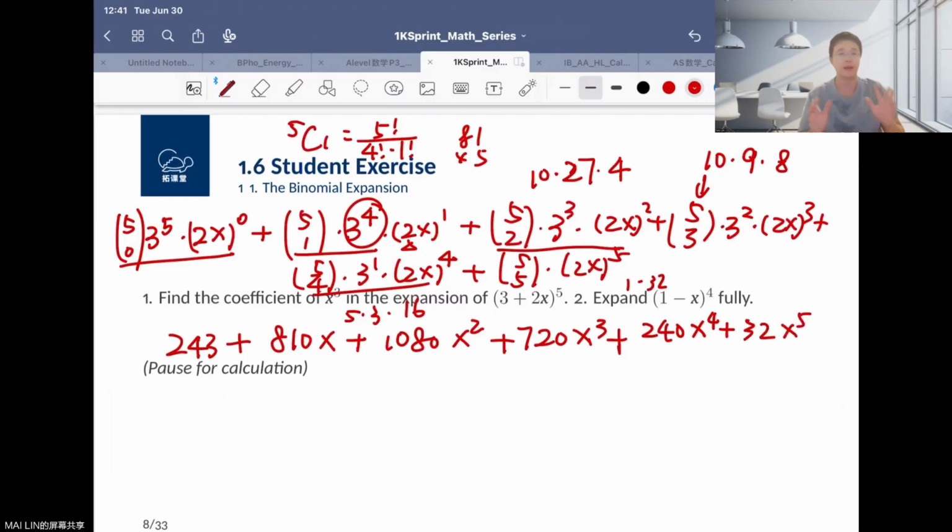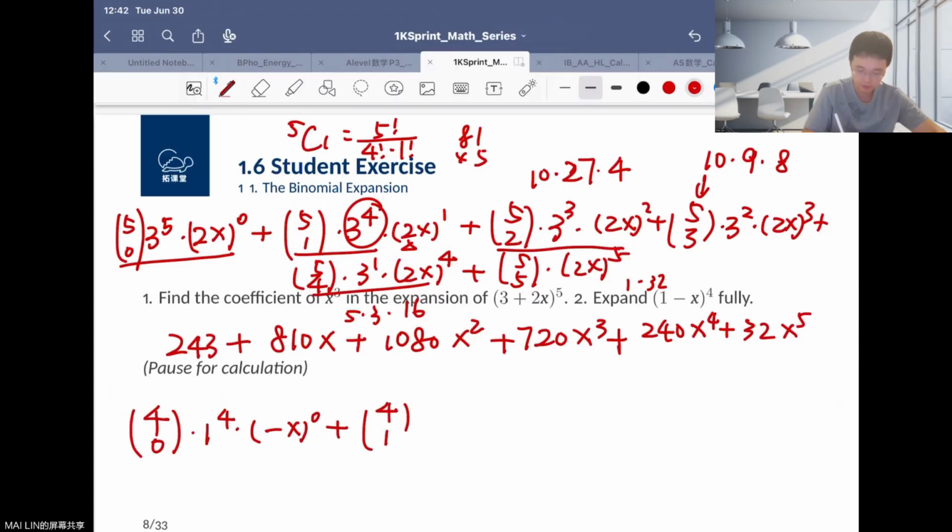Also, you can use Pascal's triangle to solve it, okay? And for the second problem, expand (1 minus x) to the power 4 fully, okay? So you can also use the same method. First is 4C0 and 1 to the power 4, and here is negative x to the power 0, right? And then is 4C1, we just select 1 for negative x, okay?